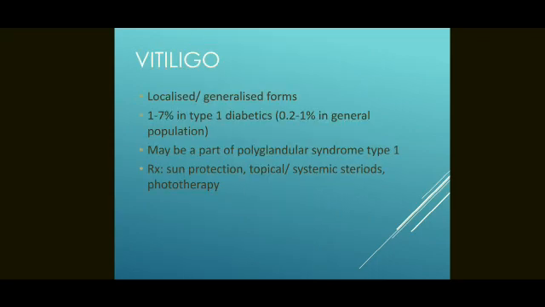Vitiligo, localized or generalized forms of vitiligo they'll present with. 1 to 7% of the patients with type 1 diabetes will present with vitiligo. May be a part of polyglandular syndrome type 1. Treatment would be sun protection, topical and systemic steroids, phototherapy. This is the picture showing multiple depigmented macules and patches over the body.